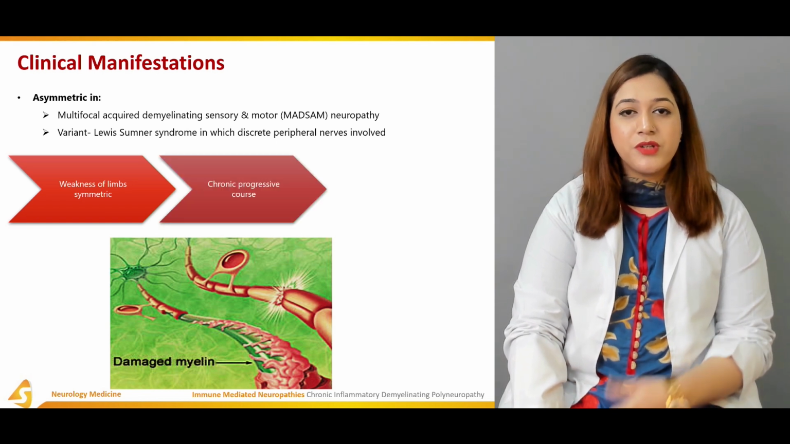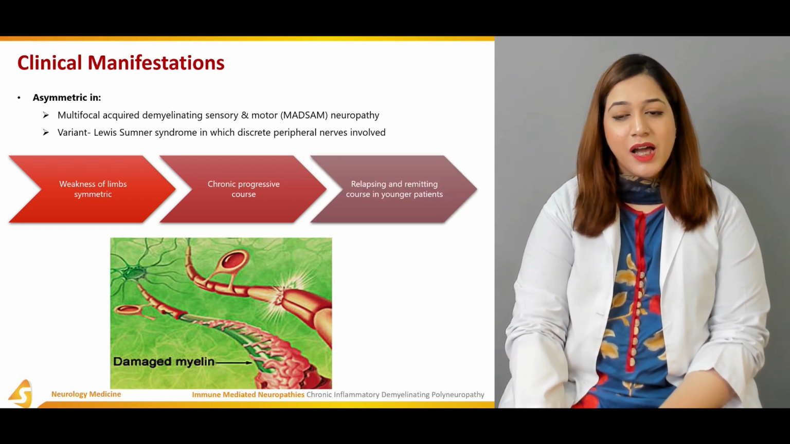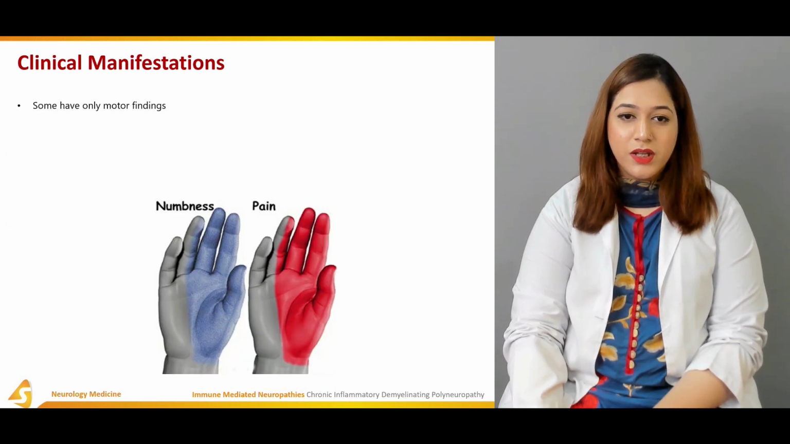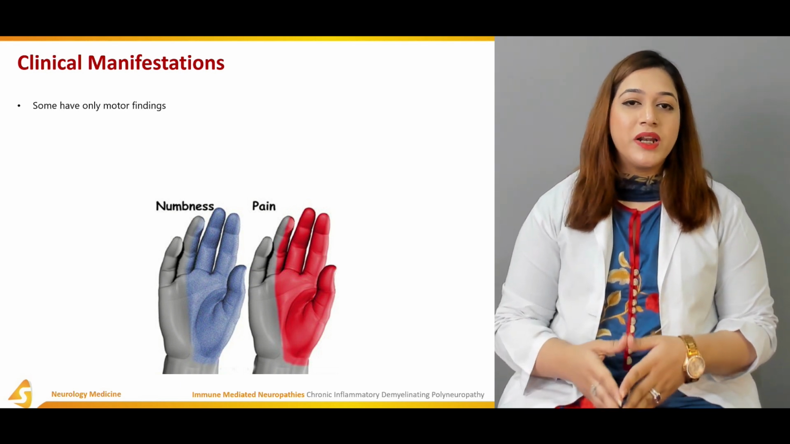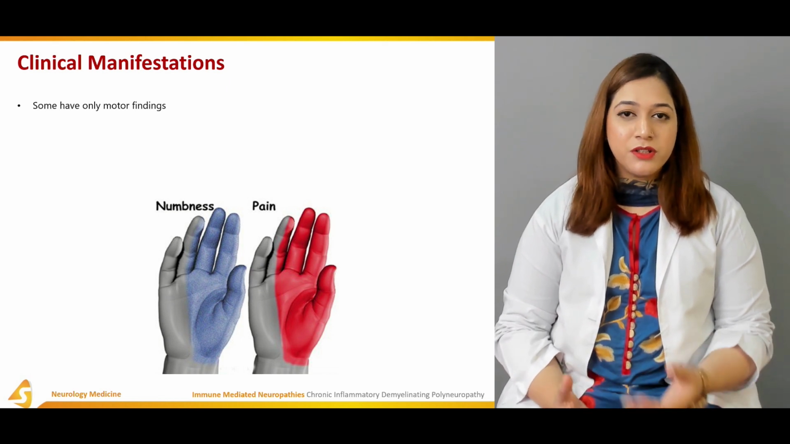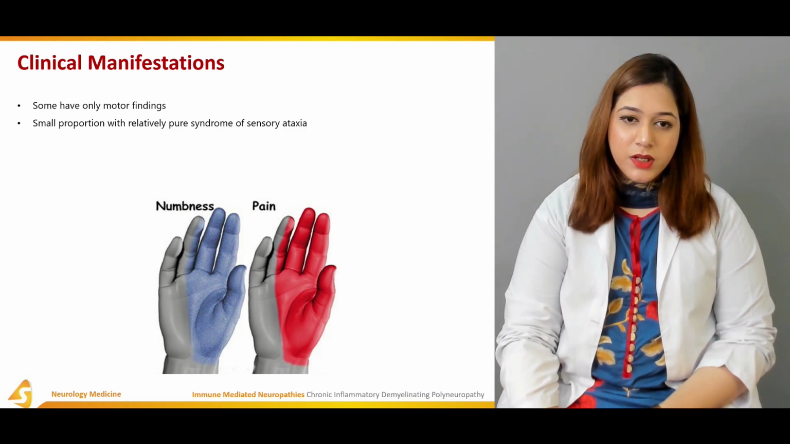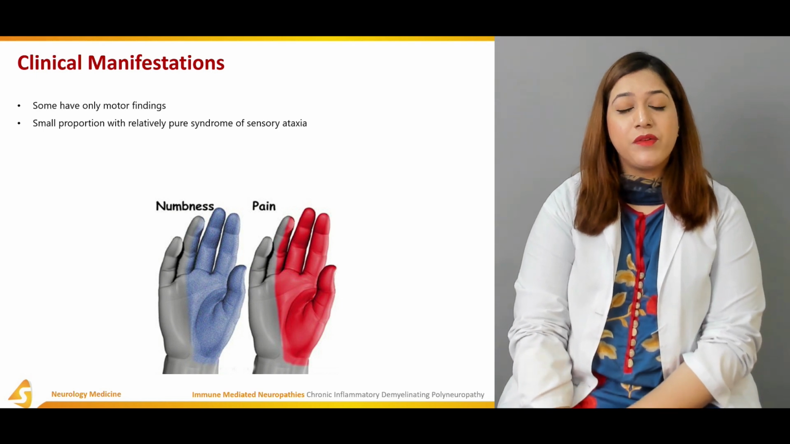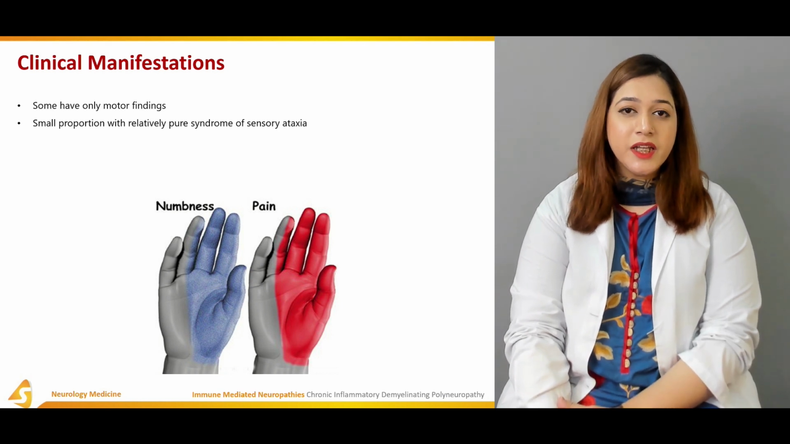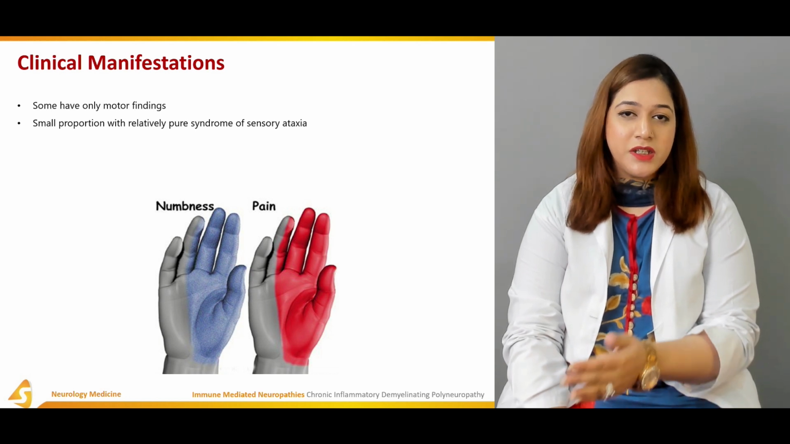Some of the patients present with a chronic progressive course, while others, usually younger patients, have a relapsing and remitting course of this disease. Some patients present with only motor findings, such as weakness or paralysis of certain parts of the body, usually involving the arms or feet. A small proportion of patients present with a relatively pure syndrome of sensory ataxia, indicating that only the sensory component of the nerves is involved in these types.